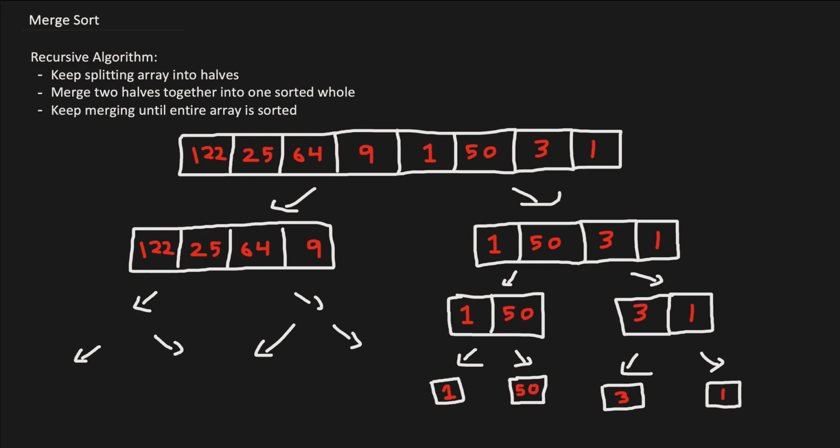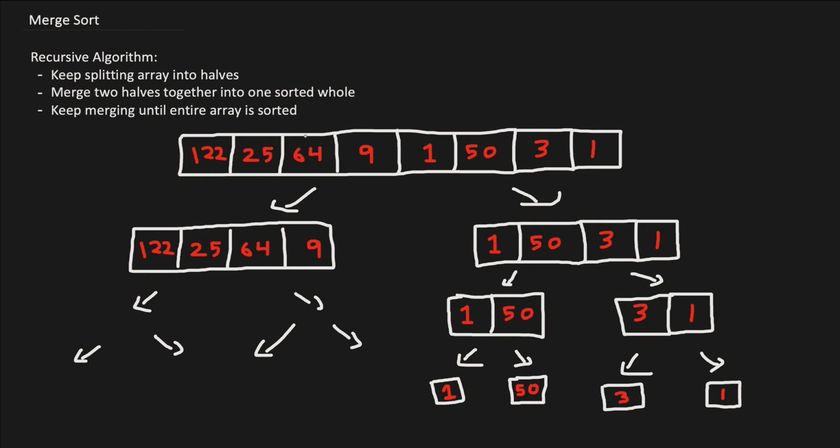So for merge sort, it's a recursive algorithm where essentially you start off with your unsorted array and you split it in half, and then for each half you split it again, and you basically keep splitting the array until they turn into individual elements, and then you start merging the elements together until your entire array is sorted.